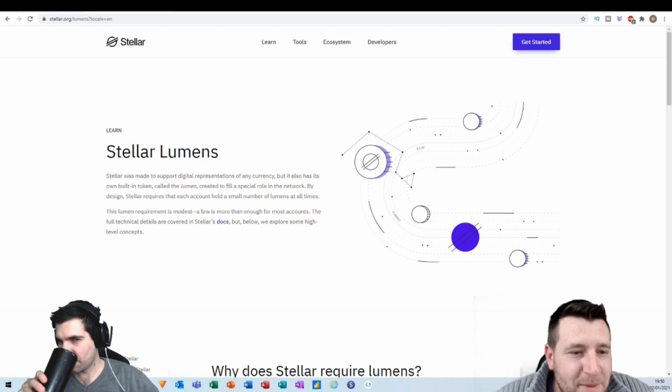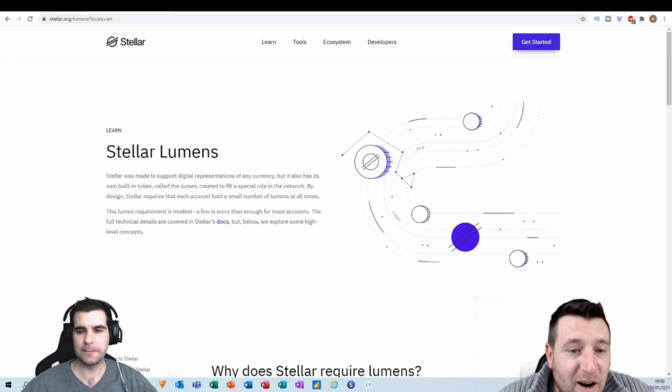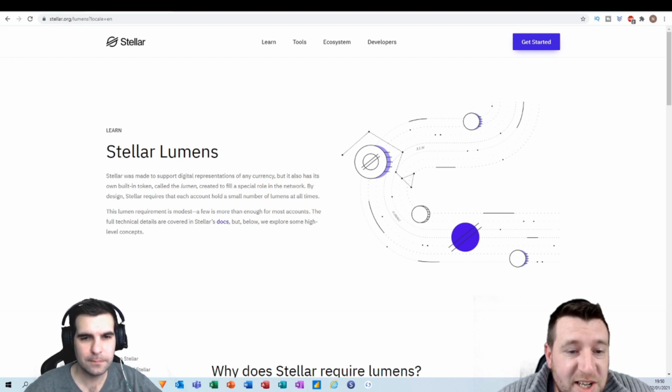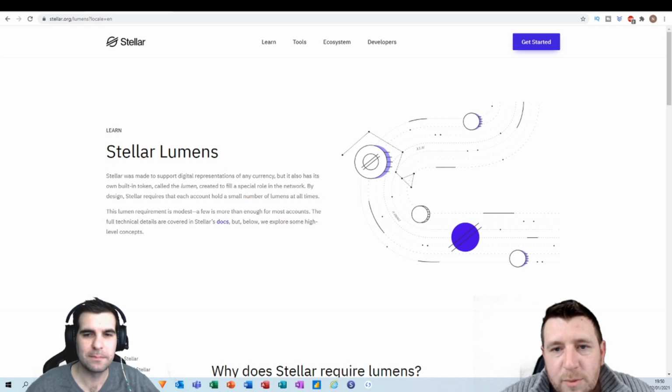So Stellar was made to support digital representations of any currency, basically. So it's all about tokenization, isn't it, Nick? Absolutely, yeah. It does a lot for the world around the unbanked as well. So anything else you want to add other than obviously real top level tokenization? There are so many fantastic things that are happening here. Do you want to go into more detail? I was going to keep it kind of high level.